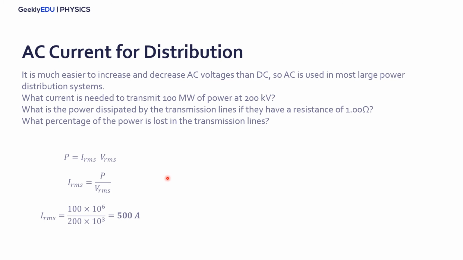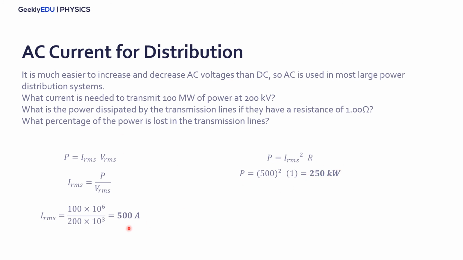Now, what's the power dissipated by the transmission lines if they have a resistance of 1 ohm? Again, these are mean values. We can just use the power dissipated formula, and see that the power dissipated is 250 kilowatts.